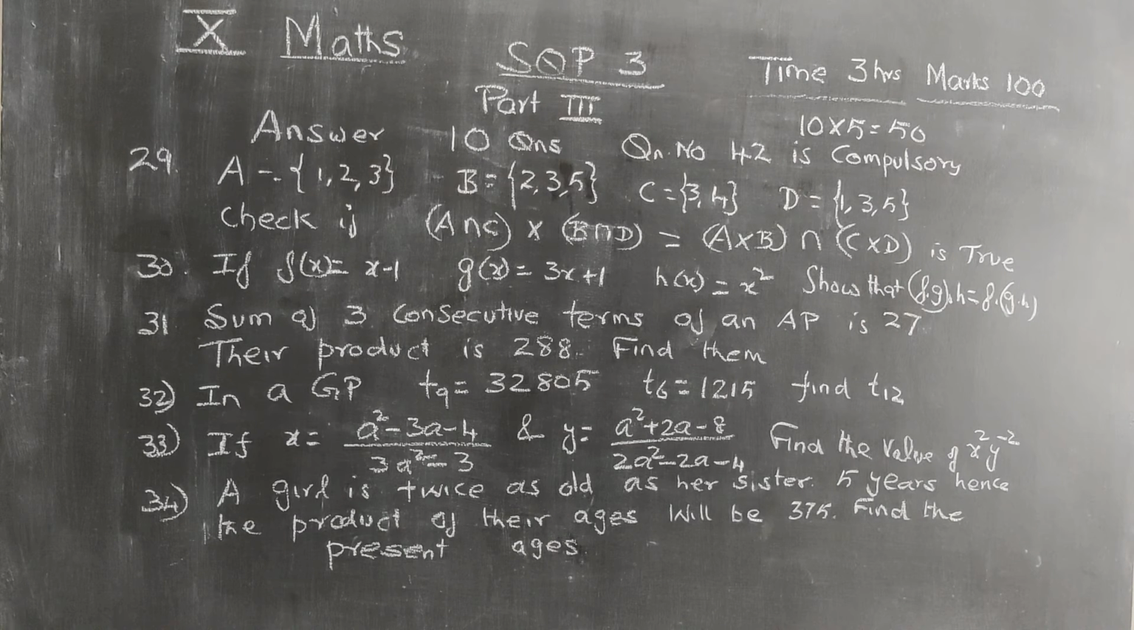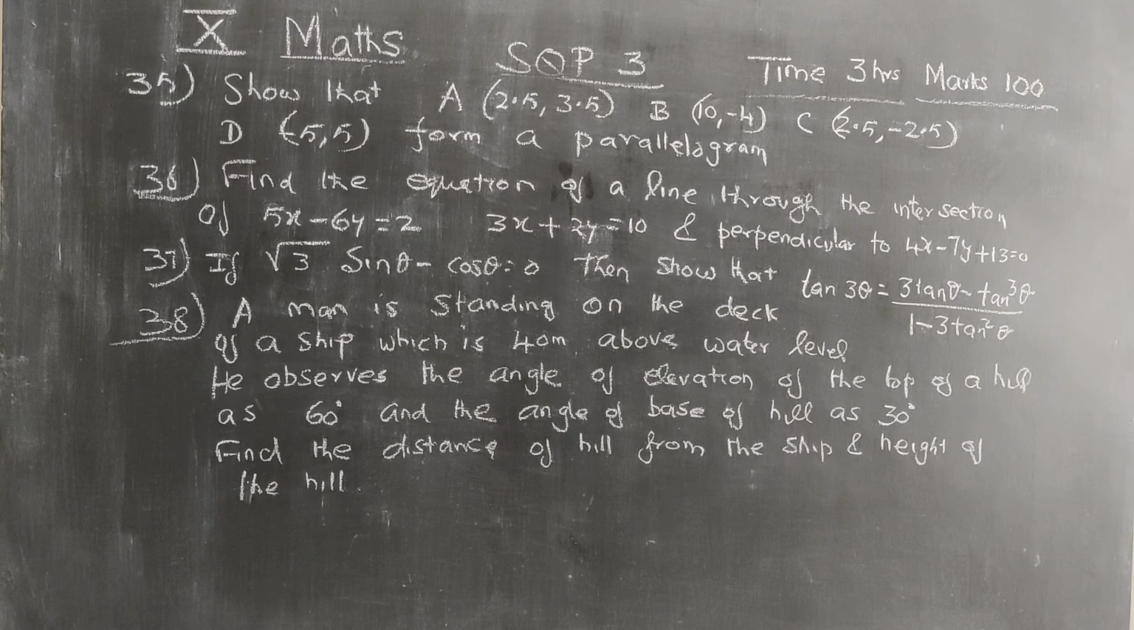Question number 34. A girl is twice as old as her sister. 5 years hence the product of their ages will be 375. Find the present ages. Question number 35. Show that A, B, C, D form a parallelogram. Question number 36. Find the equation of line through the intersection of 5x minus 6y equal to 2, 3x plus 2y equal to 10 and perpendicular to 4x minus 7y plus 13 equal to 0.